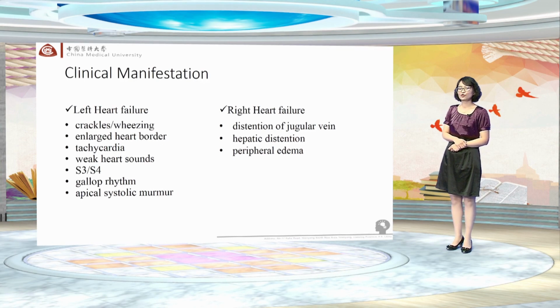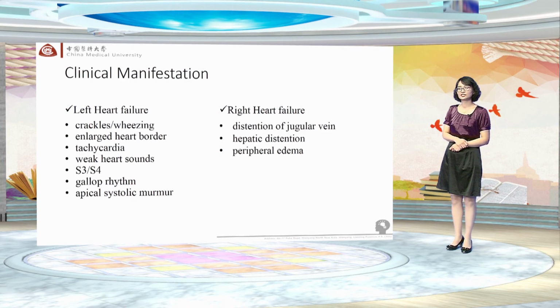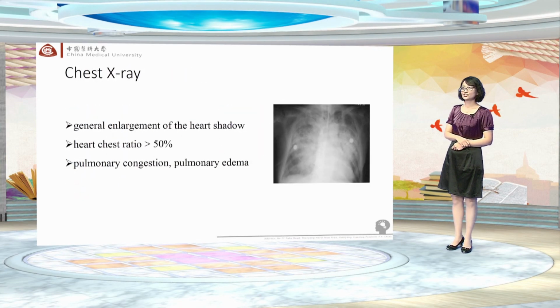Maybe there is an apical systolic murmur. That is because the left ventricle dilatation causes a relative dilatation of the mitral annulus. So that is why we can hear this murmur. If the heart failure affects the right heart, we will find the distension of jugular vein and hepatic distension, and also peripheral edema.